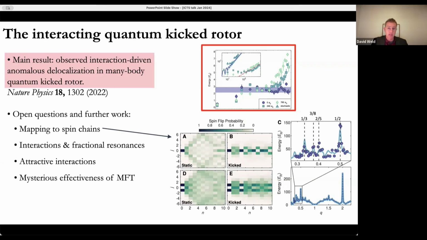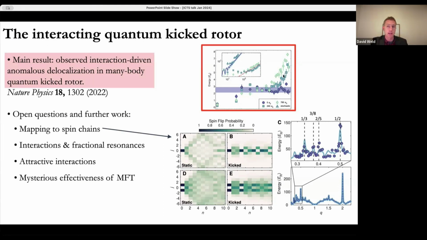There's some things I didn't discuss here, which are pretty interesting and possible directions for future work. We did some studies of Loschmidt echoes, time reversal dynamics, and saw how that depended on interaction strength, which is actually non-monotonic, somewhat surprisingly. There's a mapping of the system to kicked spin chains, which is elucidated in the supplementary info to our paper. And you can also play around with things that have been explored by other kicked rotor experimentalists, like fractional resonances, and look at the effective interactions on those.